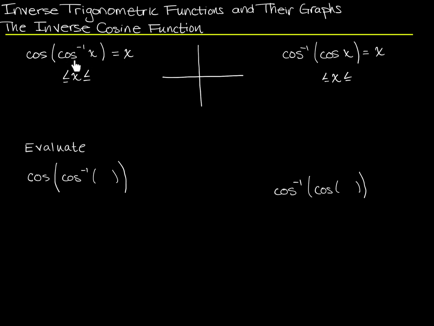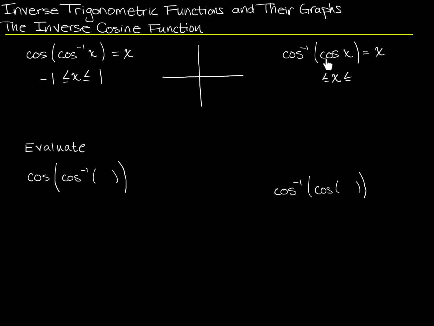Now that angle, as we now know, is going to have to be between 0 and pi for cosine. But when I take the cosine of anything between 0 and pi, I end up with values that go all the way from -1 to 1. So if I take the cosine inverse first, and then take the cosine of that value, I'm going to get some number. The cosine of any number is somewhere between -1 and 1.